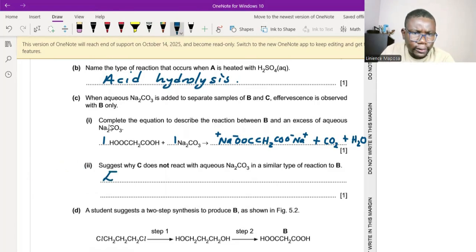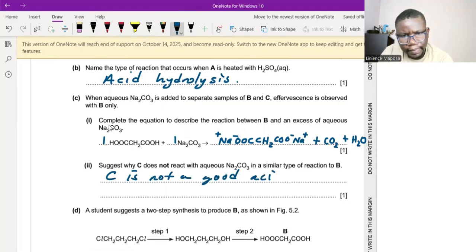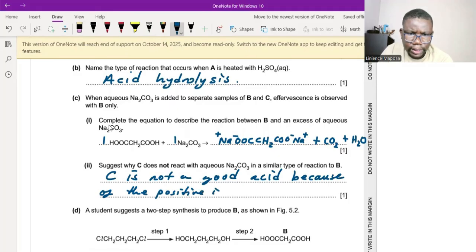So we can say ethanol. Oh, they're calling it C. So don't say ethanol, they're calling it C. C is not a good acid because of the positive inductive effect of the alkyl group.